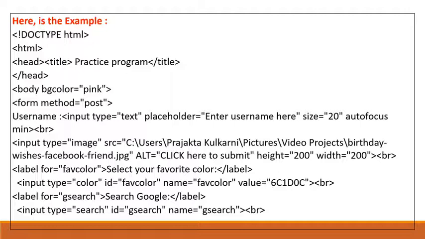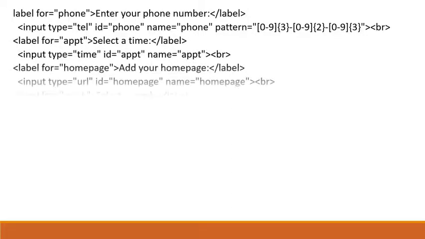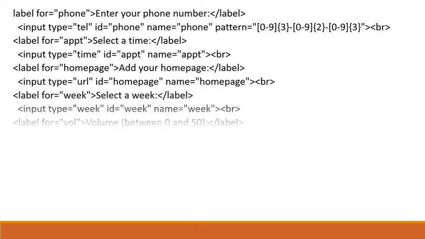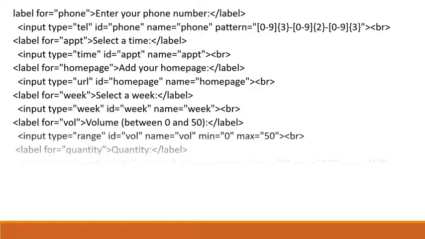Next one, label for favorite color. So select your favorite color, and slash label. Input type is equal to color, ID is equal to favorite color, name is equal to favorite color, and value is mentioned in the hexadecimal form. Next, I use the search control, where again the label is given, that is search Google, and the input type is mentioned as search. After this, the next one is label for phone. Enter your phone number, that is slash label. So here input type is telephone and the pattern, the same pattern which I have mentioned, is given.